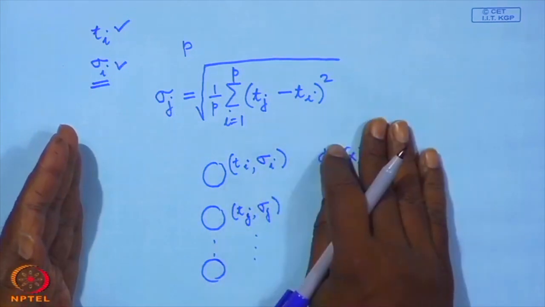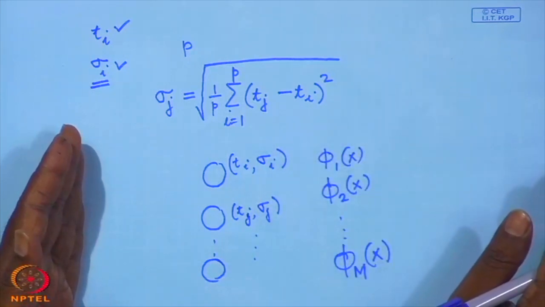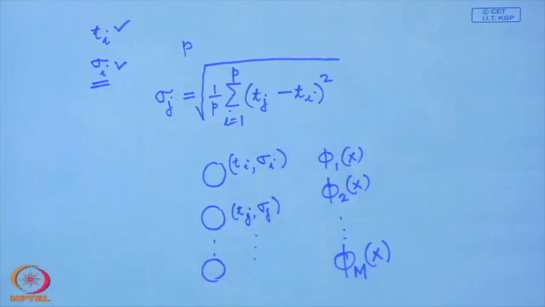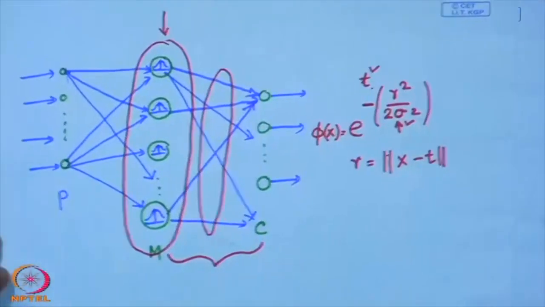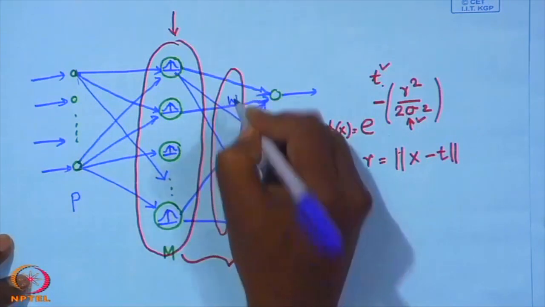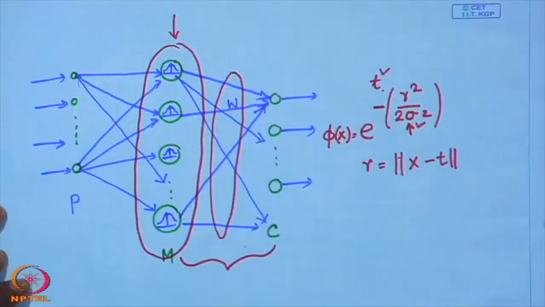Now, using these feature vectors, I have to go for classification. Okay. So, for that I have to train the output layer of this radial basis function neural network, because as you see, if you remember the architecture of the radial basis function neural network, over here I had a set of weights w. So, I have to compute these w's for classification purpose.